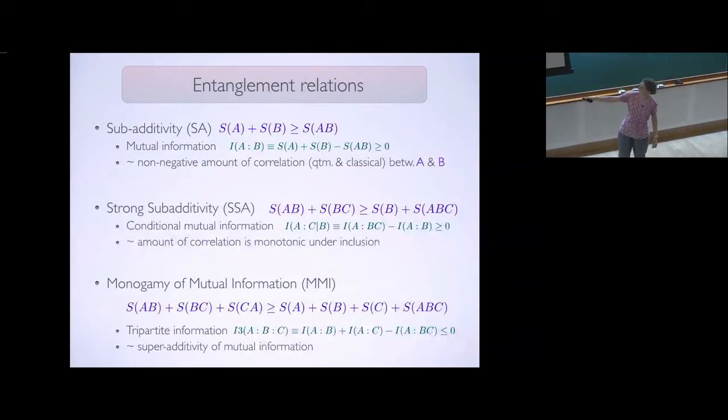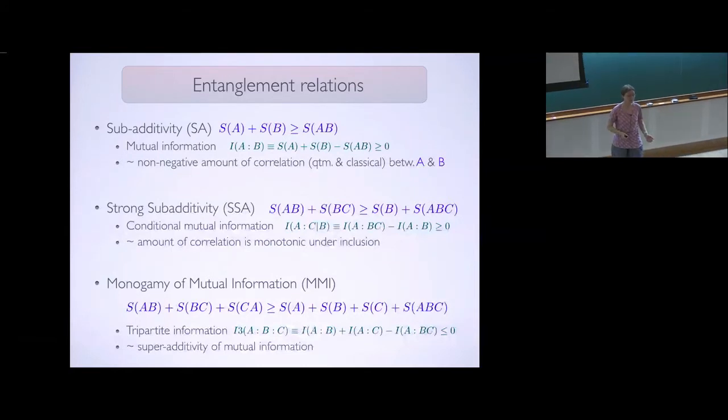And so you see that here, what this negativity would tell us is that this captures the deviation from extensivity. And so if this quantity is negative, that means that the correlation between A and the combined system B and C is actually greater than the correlation between A and B and between A and C. And so it's superadditivity of mutual information.